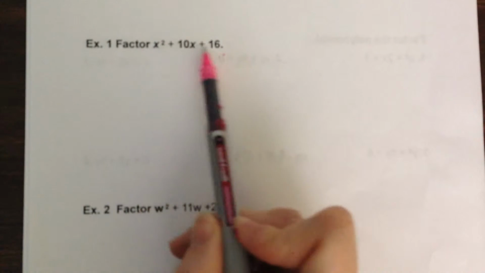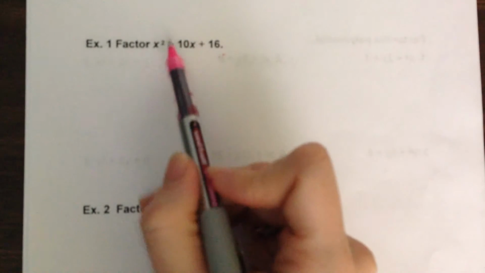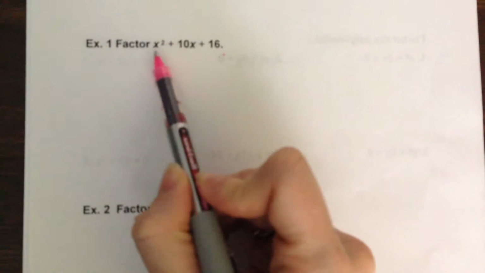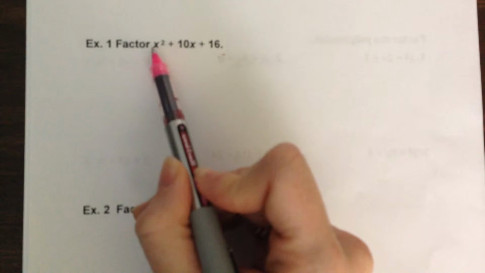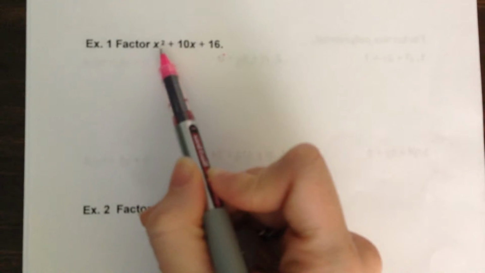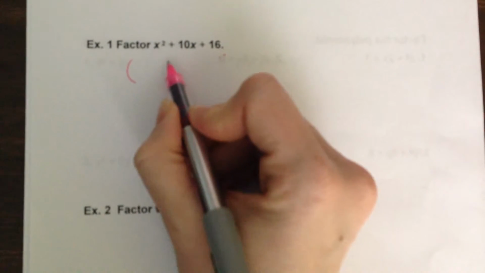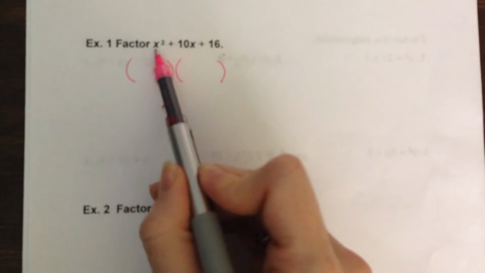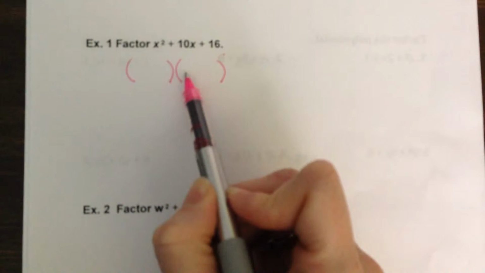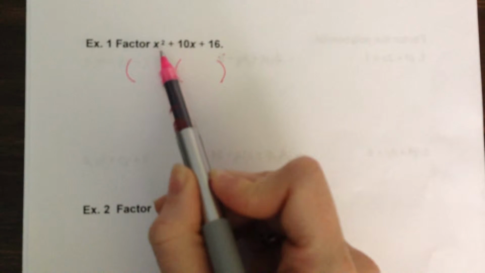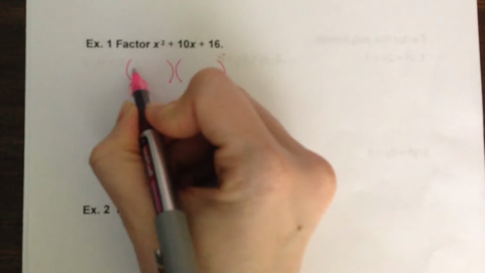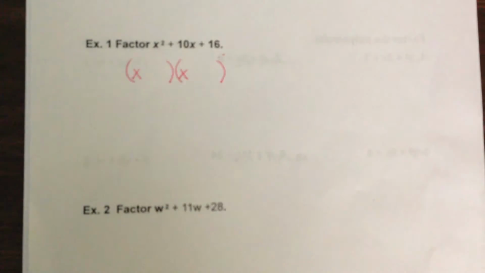Okay, so example 1, we are going to put this into factored form by factoring it. So first we want to notice the structure, that it's a second degree trinomial with a leading coefficient of 1. Because we know it's in that structure, we know that it is going to be a binomial times a binomial. So if we think about what could our first terms be that would multiply times each other to get x squared, I know that that would be x times x.